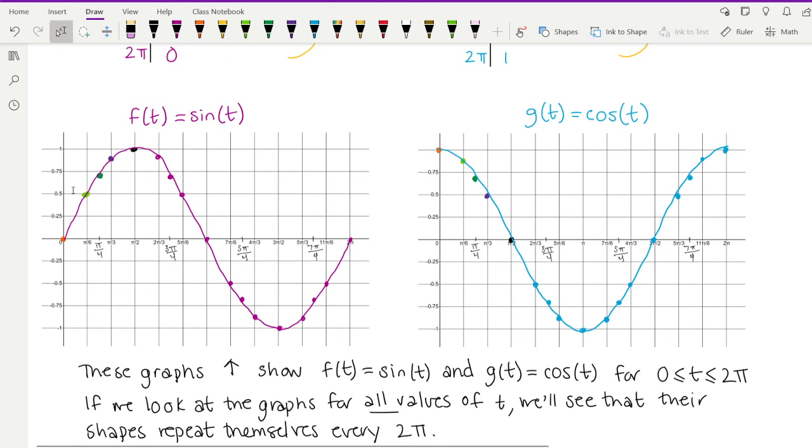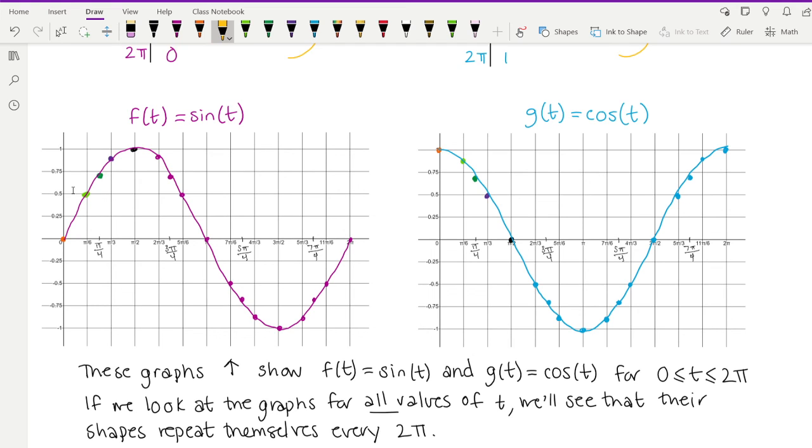My goal for you is for you to be familiar enough with the shapes of these graphs that eventually, not today, but eventually you'll be able to sketch the graphs quickly without having to plot all of these points. This is something we'll touch more on in our next video, and I actually ask you to do this on your worksheet as well.